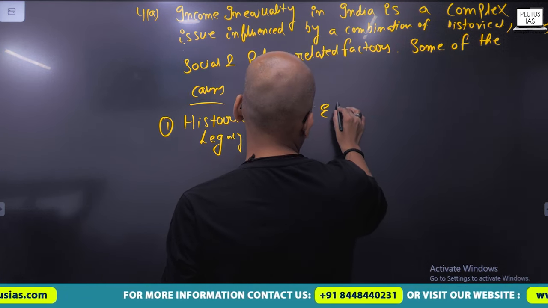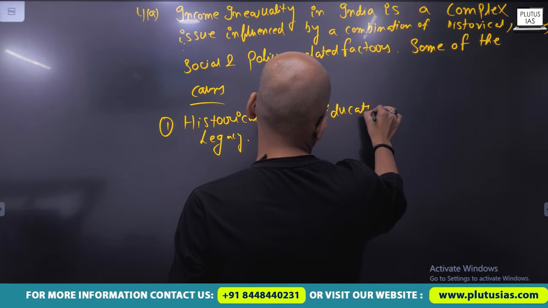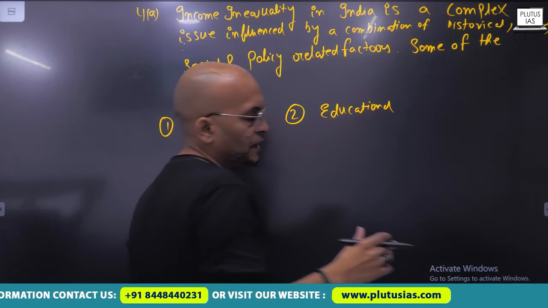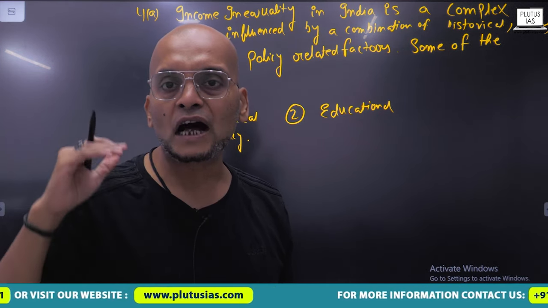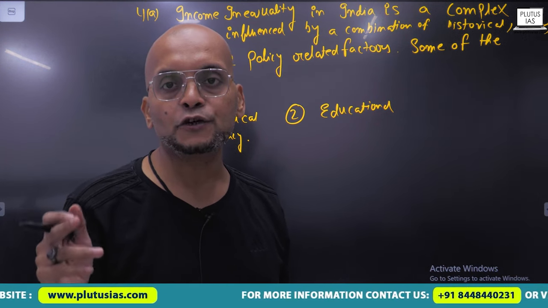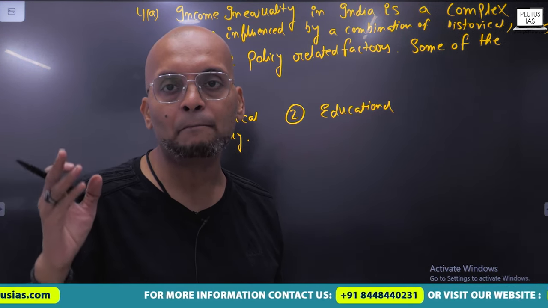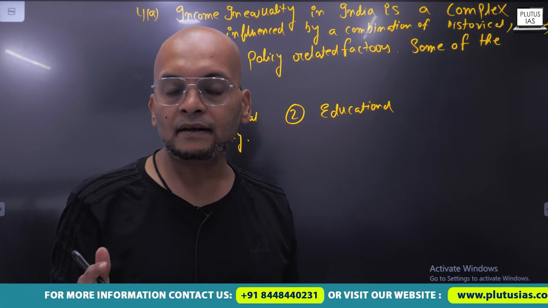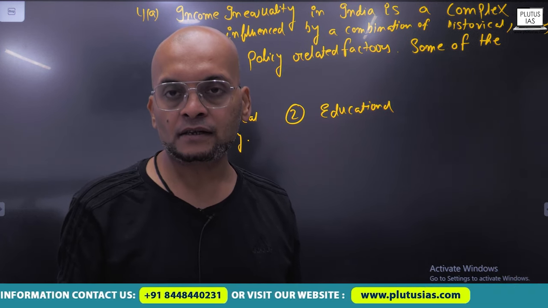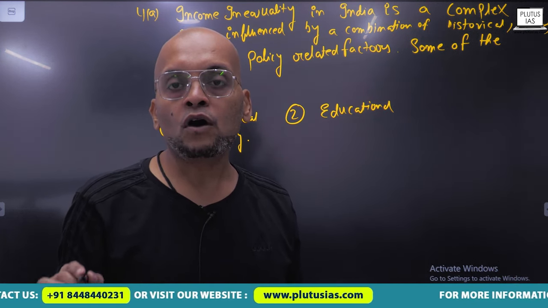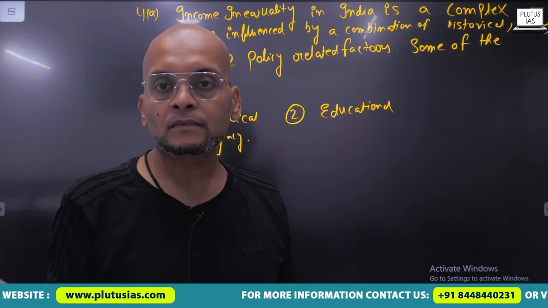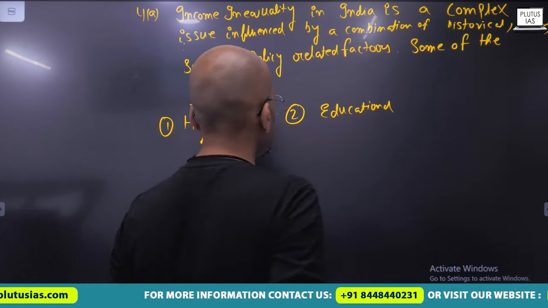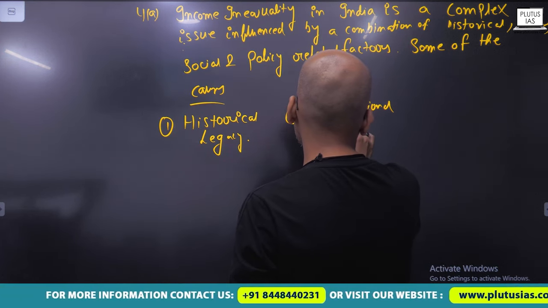Second is educational disparities. A particular section of the society was educated to the core. They studied in universities like Oxford, Cambridge, Harvard. And most of the population didn't even know what languages are. They could not even write their name. So such was the case. So, educational disparities.